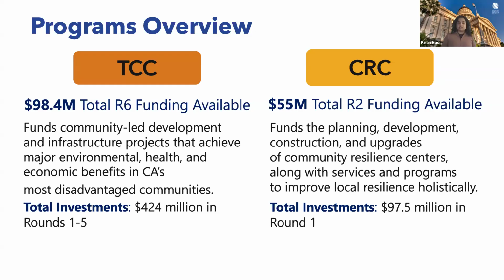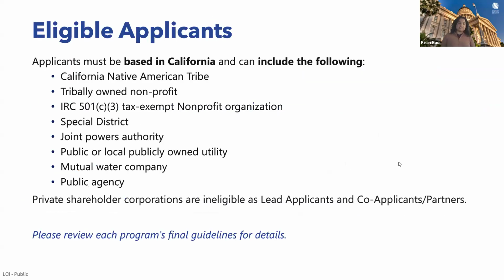In round 1, CRC invested a total of $97.5 million in California communities. CRC will have a total of $55 million available in round 2. TCC Round 6 and CRC Round 2 are both funded by the 2024 Climate Bond. Additionally, applicants may only apply to one grant type for each program, but applicants may apply to both the TCC and the CRC programs.